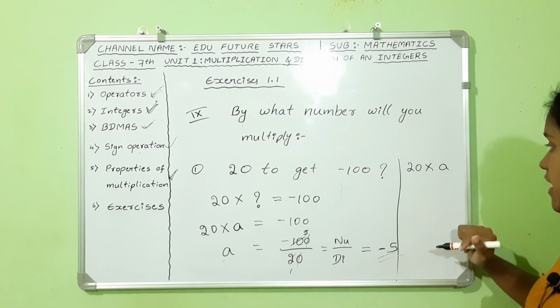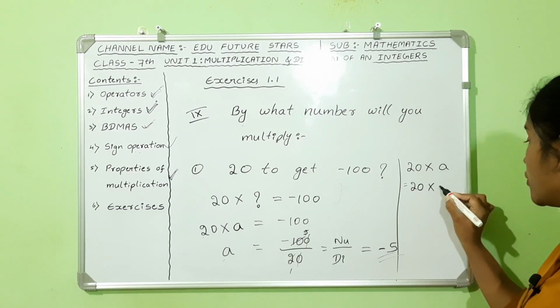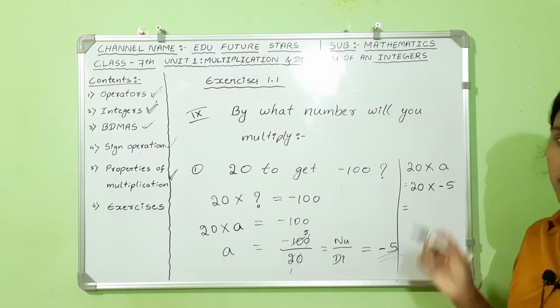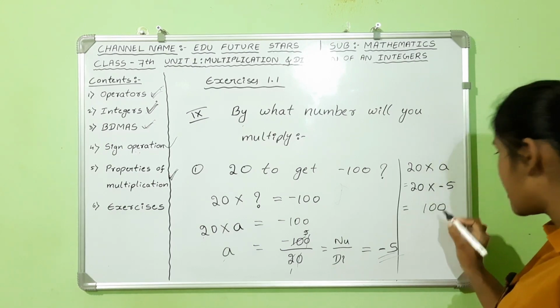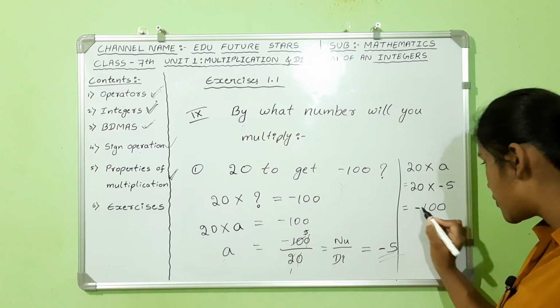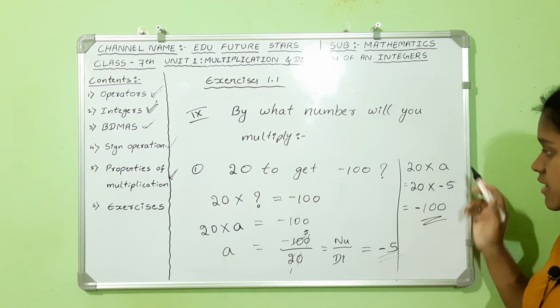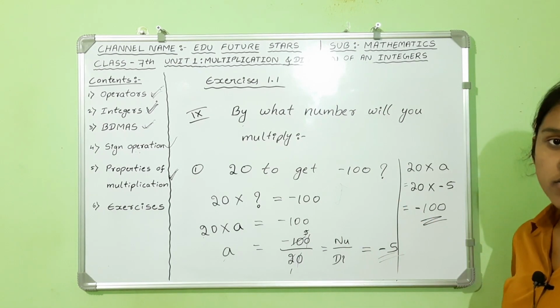Let's take the a value here. 20 into minus 5. 20 into 5 is 100. And we have a negative sign. Negative into positive is negative. So we got negative 100 as the answer. See, we got the answer. Simple, that's how we solve the question.